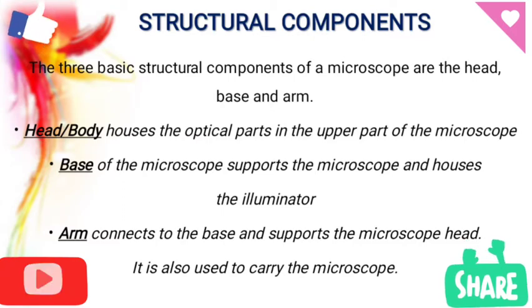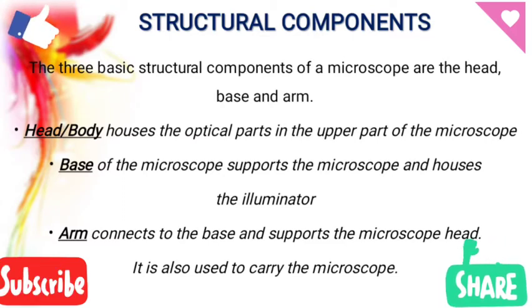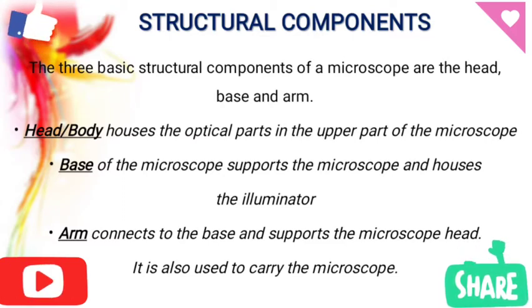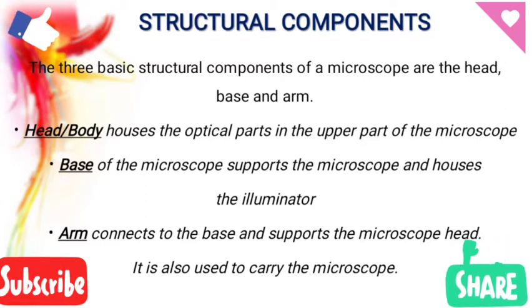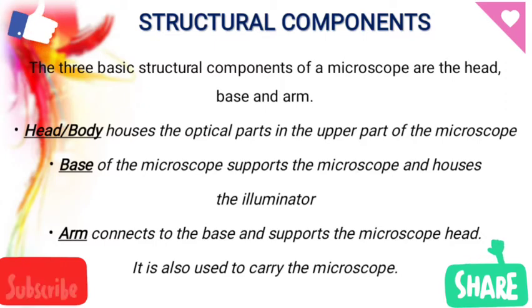Head, or the body of the microscope, consists of optical parts such as tubular body, eyepiece, objectives, stage, etc., which are placed on the upper side of the microscope. Then we have the base, where the light source or the mirror is placed. Then we have the arm, which connects the base and the head of the microscope. It is U-shaped, and through it we carry the microscope from one place to another. It supports and gives firm strength to the microscope from the head to the base.